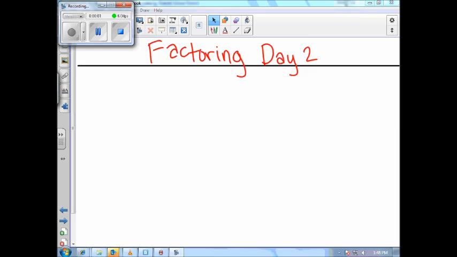Okay, thank you to those who have pulled out a piece of paper and have already started labeling their papers. It's called Factoring Day 2. You need your name, date, and period in the top right-hand corner. Remember, these need to be nice and neat because they go in your portfolio, and neatness is part of your grade.